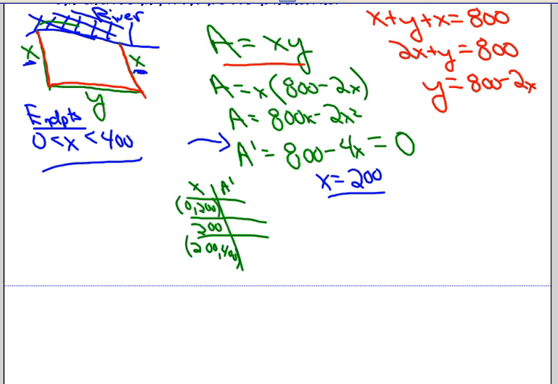You might be thinking, why didn't you use the second derivative test? Certainly could have, but it doesn't hurt to try this. Between 0 and 200, how about 100? Sub the 100 in here. 4 times 100 is 400. 800 minus 400 is positive, so my function A is increasing. Now between 200 and 400, how about 300? 4 times 300 is 1200, and my derivative here is negative. So I have found the max.